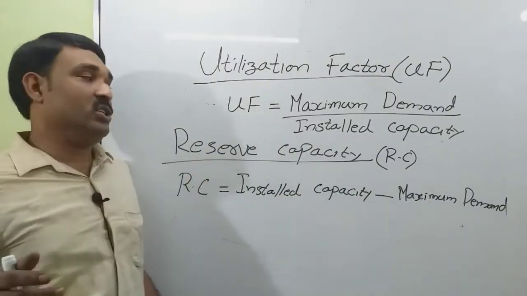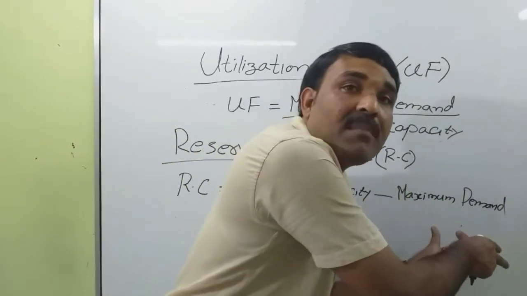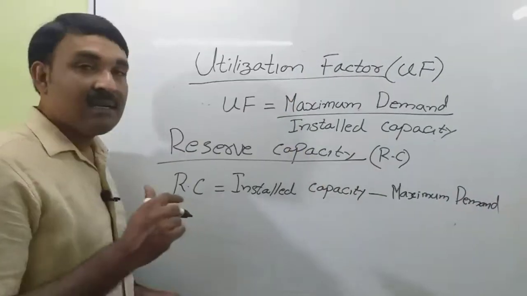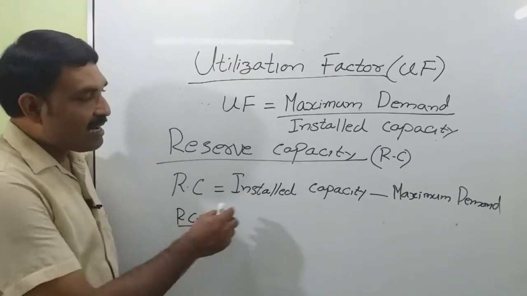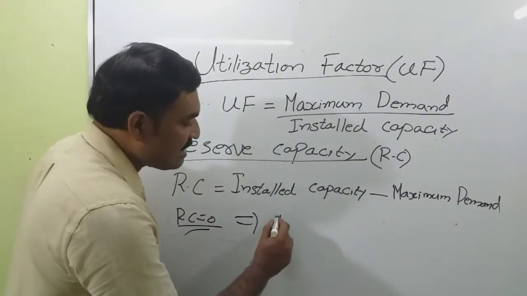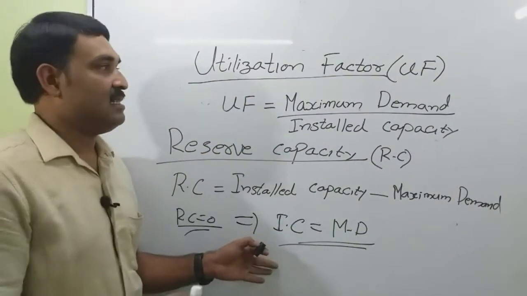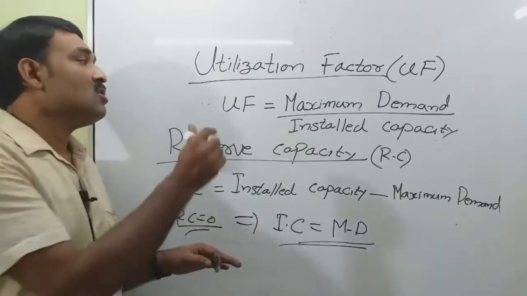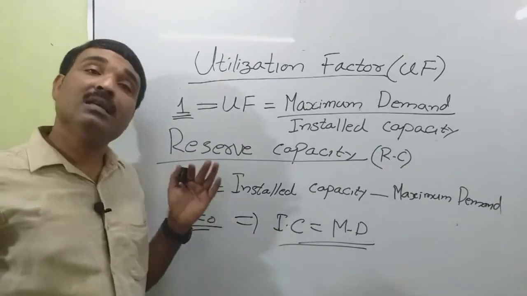Then reserve capacity. Reserve capacity is the difference of installed capacity and maximum demand. Reserve capacity is equal to installed capacity minus maximum demand. Suppose reserve capacity is equal to 0. That implies installed capacity is equal to maximum demand. In such cases, what happens to utilization factor? Both maximum demand and installed capacity are equal, so utilization factor is equal to 1 if reserve capacity is equal to 0.